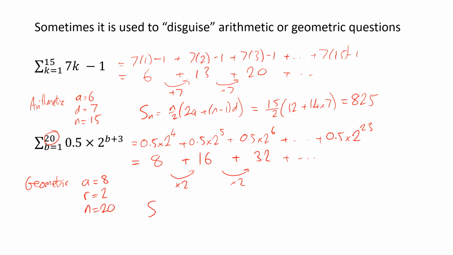So again, we can use the formula here. We can say this is a lots of 1 minus r to the n over 1 minus r. We can say this is 8 lots of 1 minus 2 to the 20 over 1 minus 2.